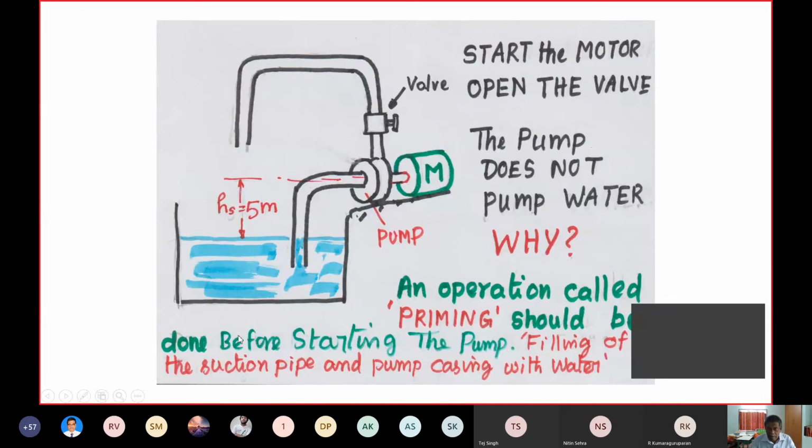Now take this case. The pump is kept above the water surface. Here also, you start the motor, open the valve, but the pump does not pump water. Why? You need an operation called priming that has to be done before starting the pump. And what is this operation? It is filling of the suction pipe and pump casing with water.